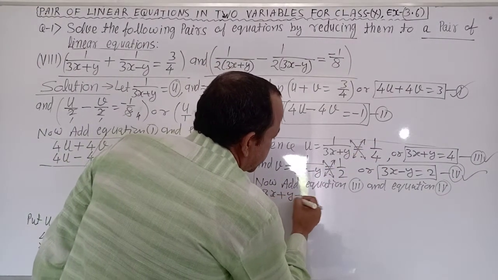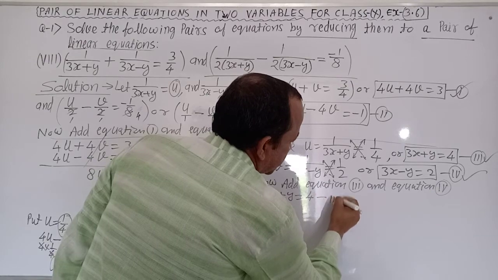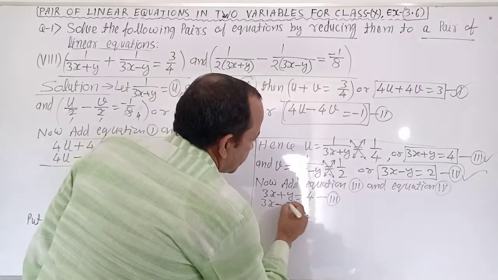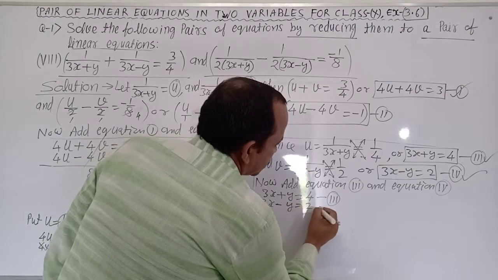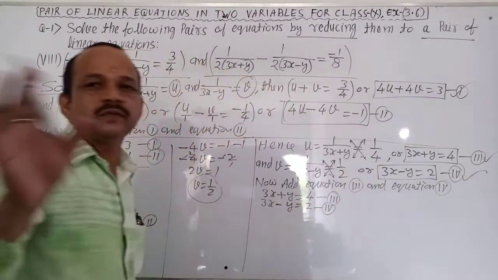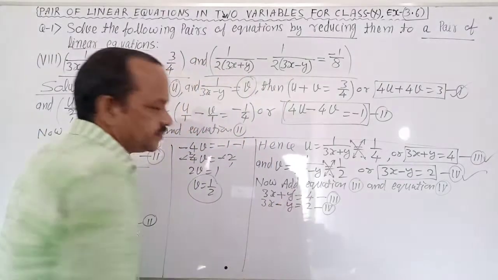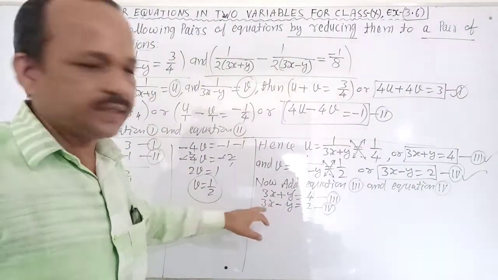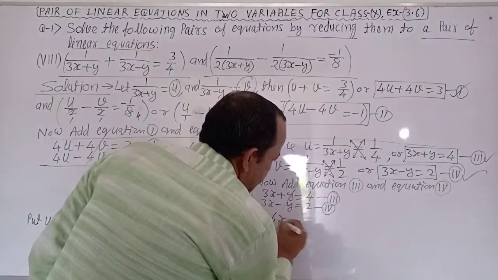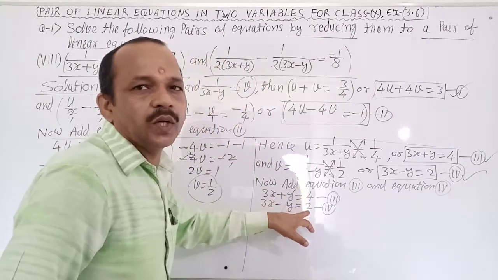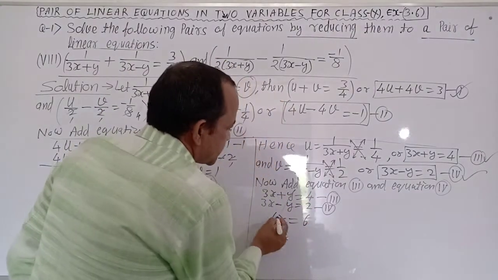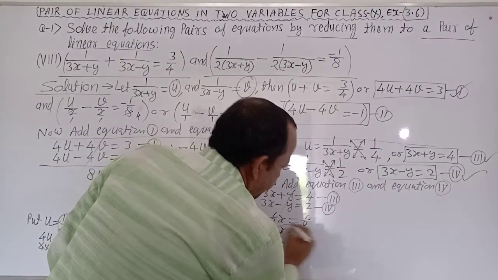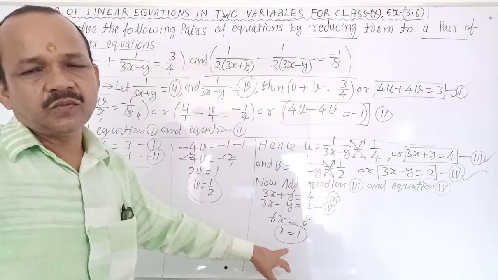3x plus y equal to 4, it is equation 3. 3x minus y equal to 2, it is equation 4. You cut it, plus y minus y. Here 3x plus 3x is 6x. 6x equal to 4 plus 2, 6. 6 1 ja, 6 1 ja. x equal to 1. You find x equal to 1. Clear?